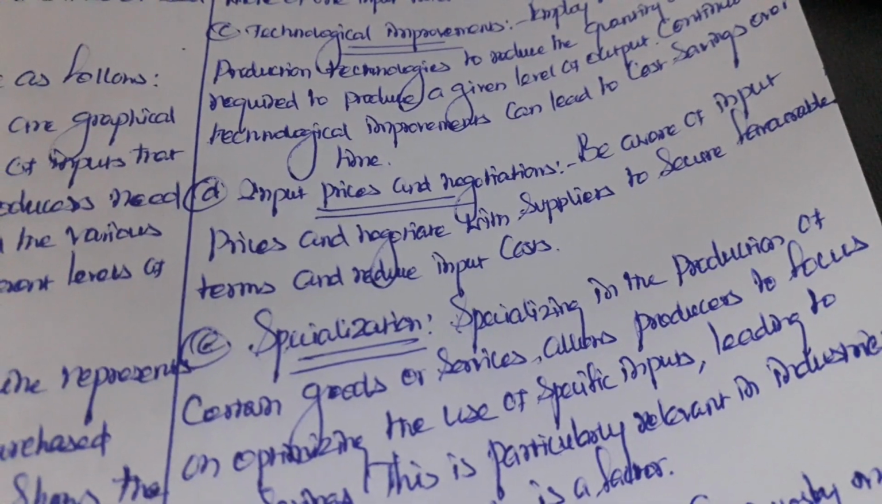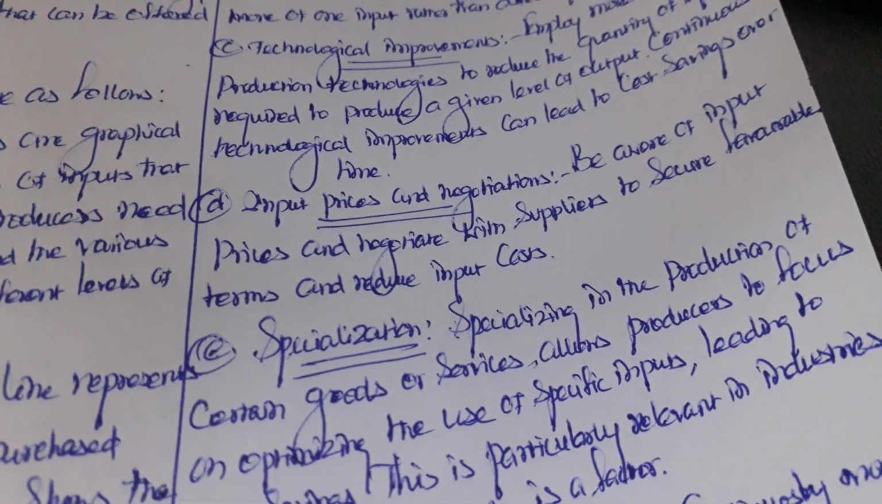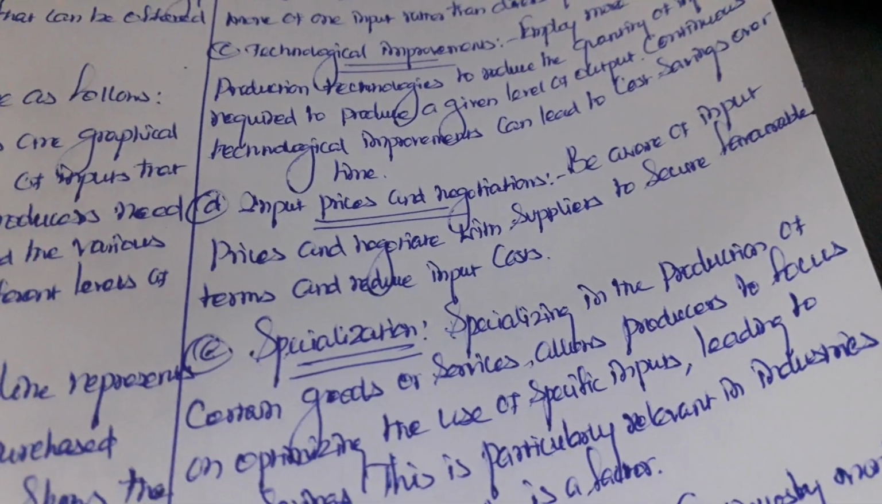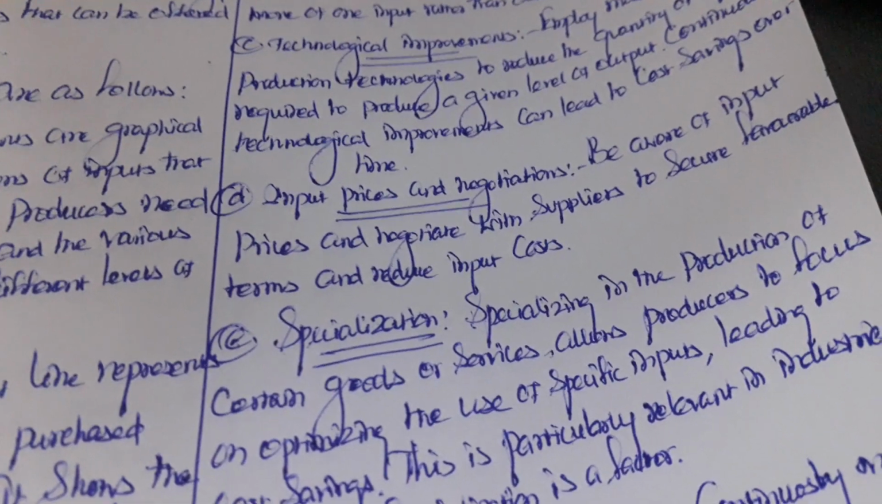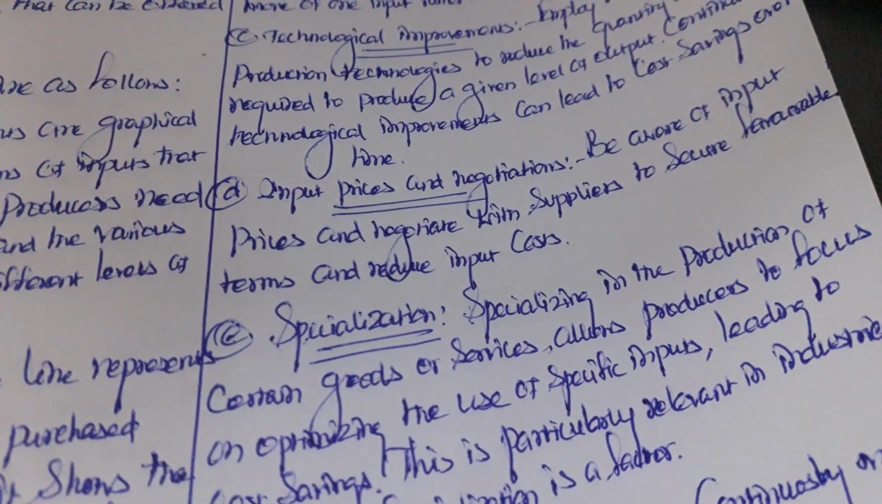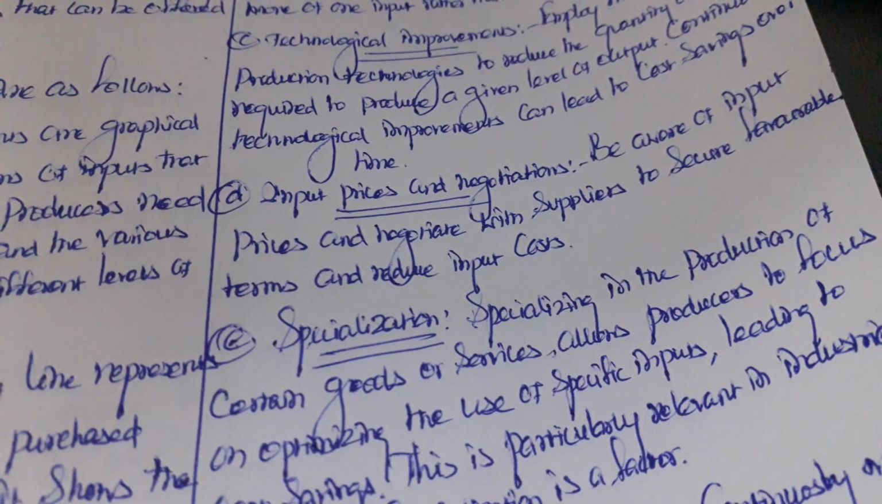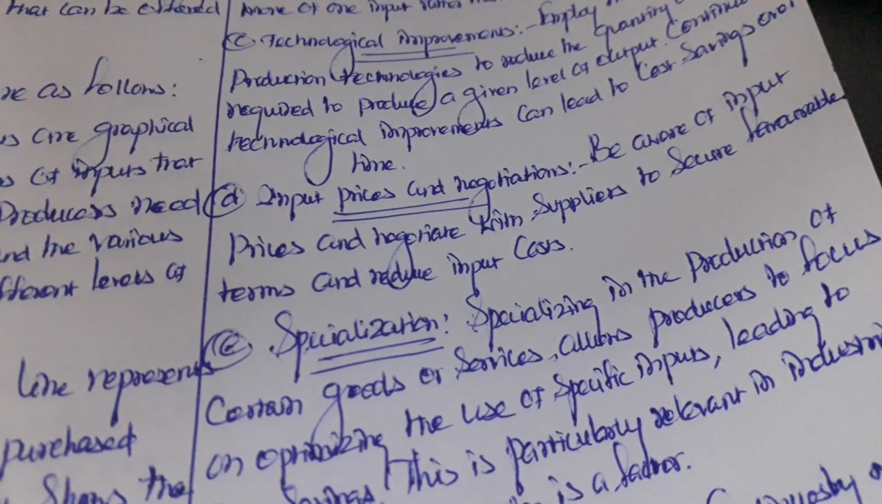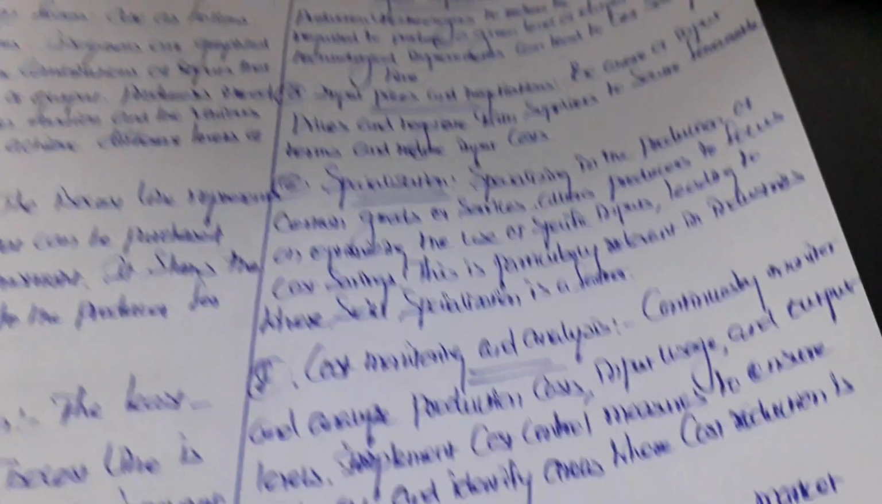Next strategy is input prices and negotiations. Be aware of input prices and negotiate with suppliers to secure favorable terms and reduce input costs. Producers need to be aware of input prices and negotiate with suppliers to get favorable terms and reduce input costs.